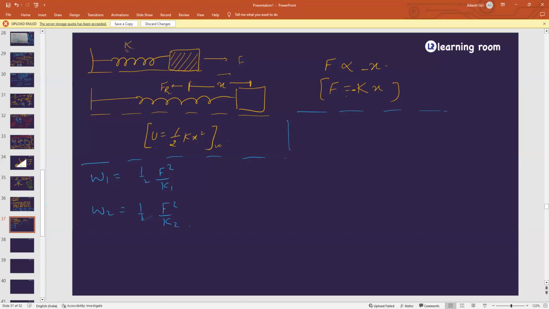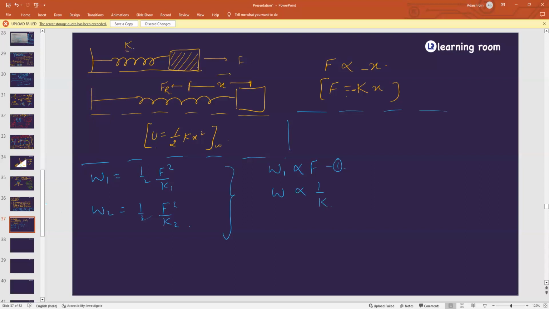Think and tell me. Sir, W2. W2 is greater. Why? Sir, because K1 is greater than K2. Exactly. Very good. Who said that? Vandana. Good. So we can see here that work done is directly proportional to the force, point number one, and work done is inversely proportional to the spring constant.